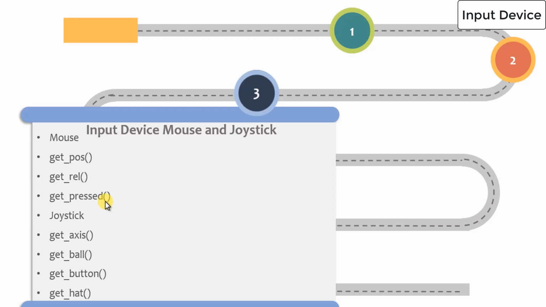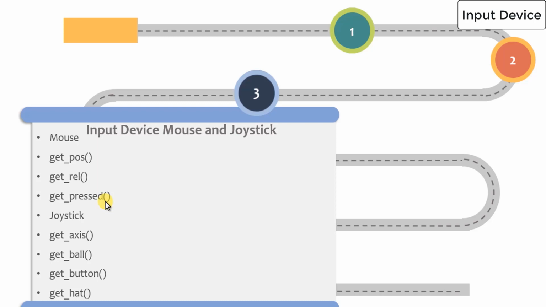The next is joystick. If you are playing a game with the help of a joystick, then there are also different functions which are used to check the status of the joystick. So get_axis returns the position of a specific axis on the joystick. Then there is get_ball. To return the trackball x and y coordinate, this function is used. Then to know the button status on the joystick, get_button is used. And for hat control status, get_hat is used.